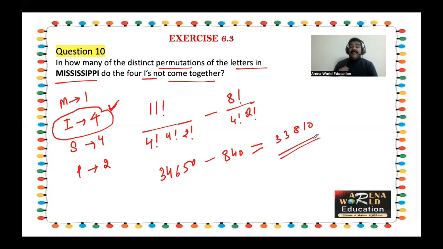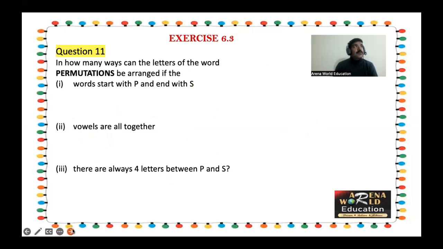So this will be the final answer, right? So let us move to next question. Here, in how many ways can the letters of the word PERMUTATIONS be arranged if the words start with P and end with S, right?